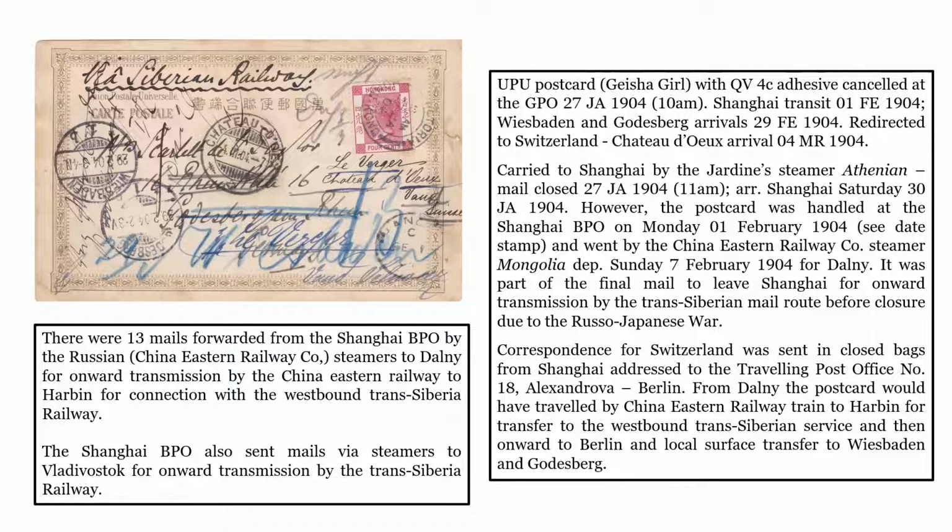But lucky for me, it then went on the steamer Mongolia, which left on the 7th of February. And this was the final mail to leave Shanghai for onward transmission by the Trans-Siberian mail route before its closure due to the Russo-Japanese War. In fact, the Mongolia was thought to have been lost, but it achieved its schedule to Dalny on time. Again, for Switzerland, mails were sent through to the traveling post office, number 81.